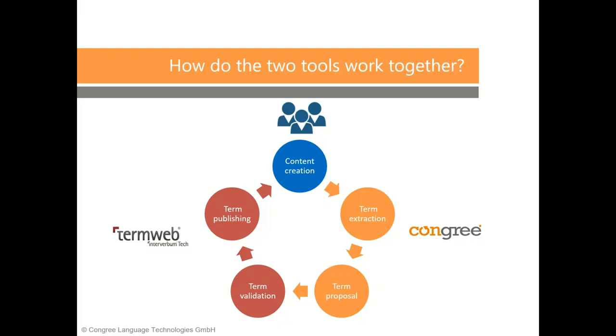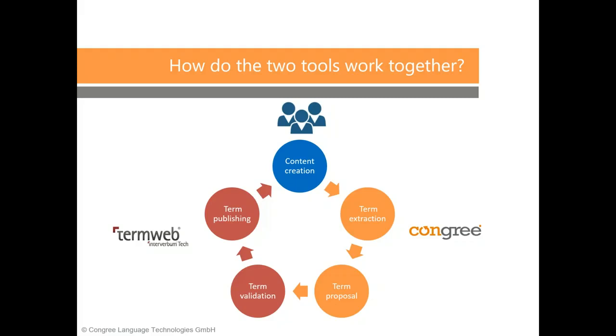And then in TermWeb, you will have a workflow which Gustav will show you later, where terms can be validated and published. And then it goes back into the editor. So whenever you write a term which has already been published, or if you write some negative term which you should not use and it's already published, you will see this once again in your editing environment.